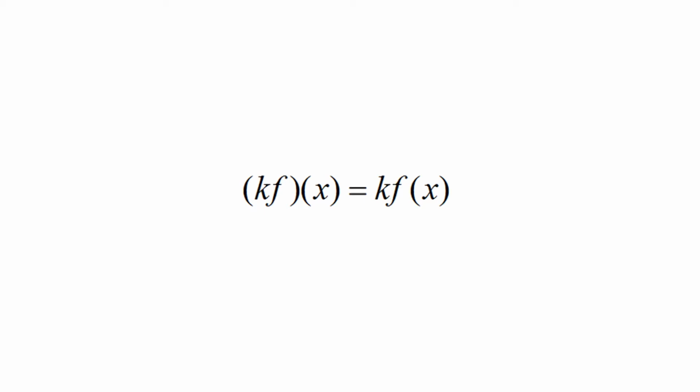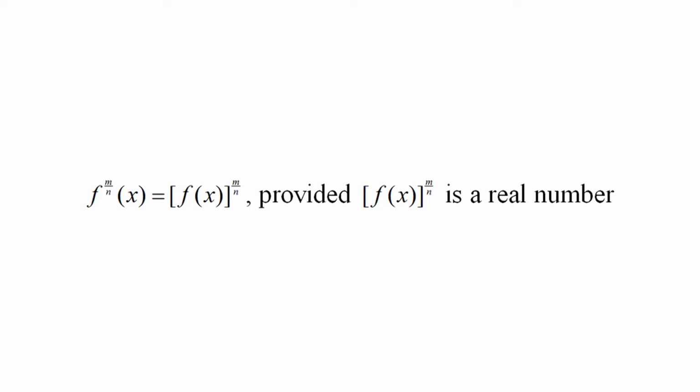Multiplication of a function f by a constant k: k f of x equals k times f of x. Power of a function f: if m and n are integers, then f power m upon n of x equals f of x to the power m upon n, provided f of x to the power m upon n is a real number. F power m upon n is not defined at those points x at which f of x to the power m upon n is not a real number. Here we make note that in general a rational power of a real number need not be a real number. For instance, negative power 1 upon 2 is not a real number.